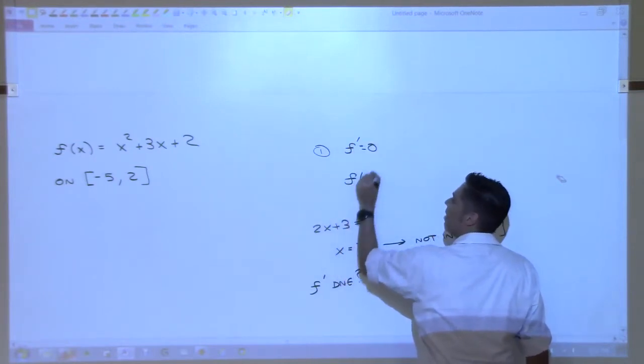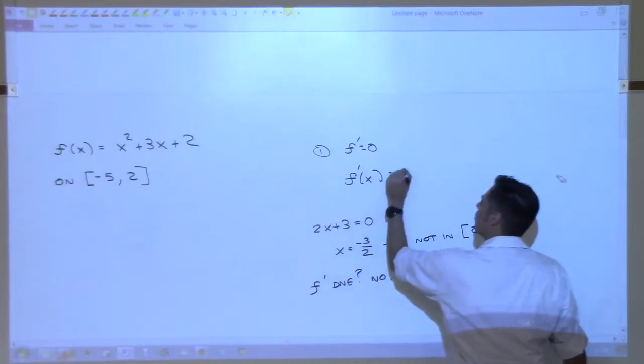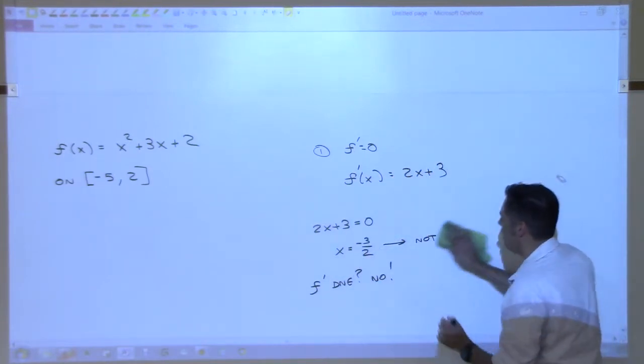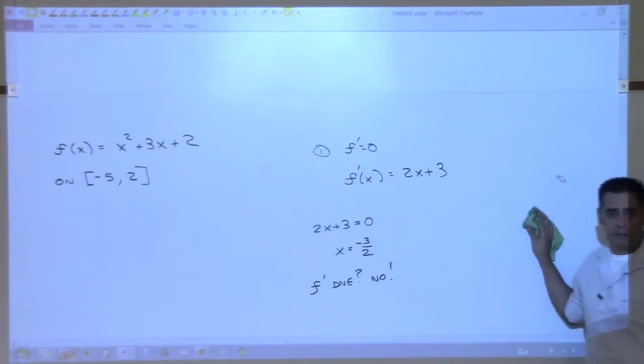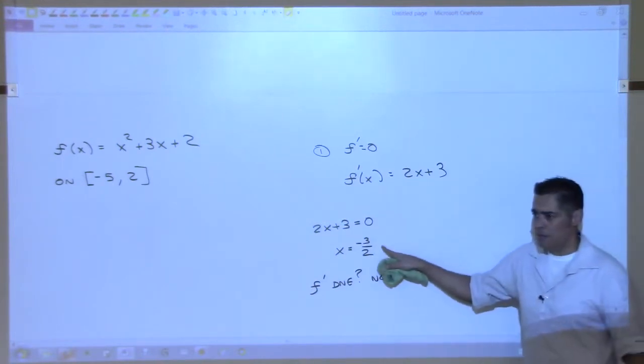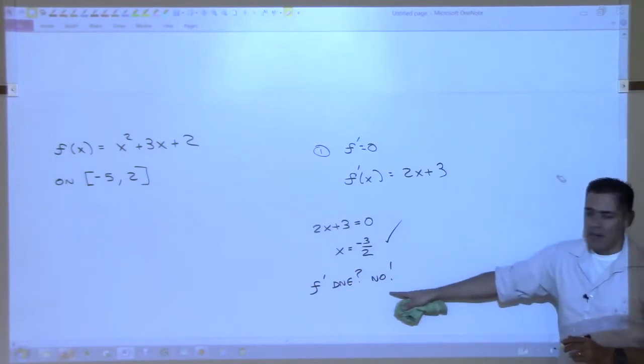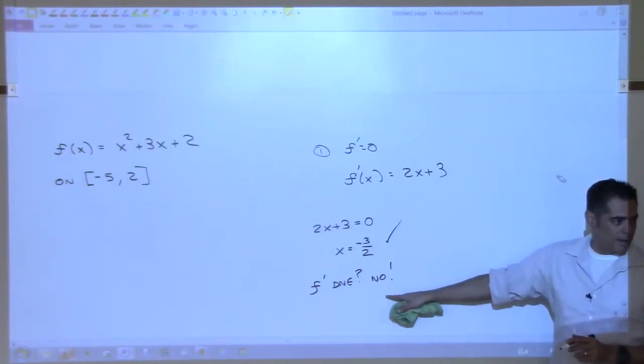I'm just writing it so we have it. The derivative of that function is 2x plus 3, right? We solve it and we get this. This time, that is in there, right? This is in here. So this is a good point. This is a good critical number. But we still don't have the answer, right?